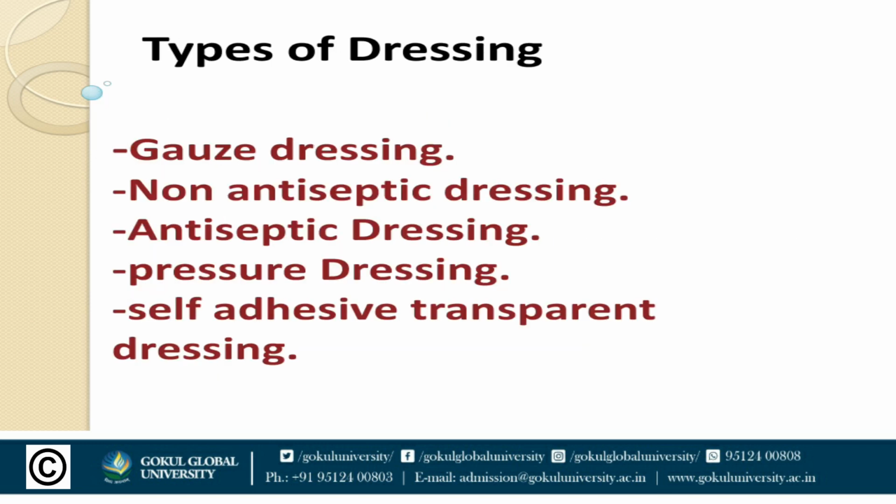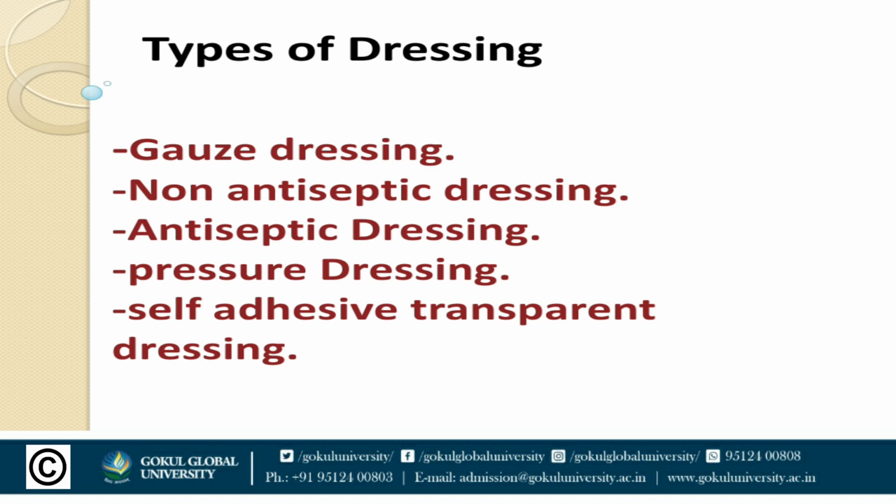Now we will see the types of dressing. It is divided into five: gauze, non-antiseptic, antiseptic, pressure, and self-adhesive transparent dressing. First, gauze dressing. Gauze is a loosely woven material used to bandage the wound. Also, it can be used to clean cuts and burns. After that, non-antiseptic dressing. It is non-irritant. It is used for burns and pressure ulcers.